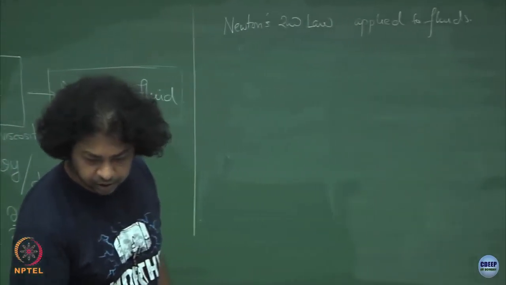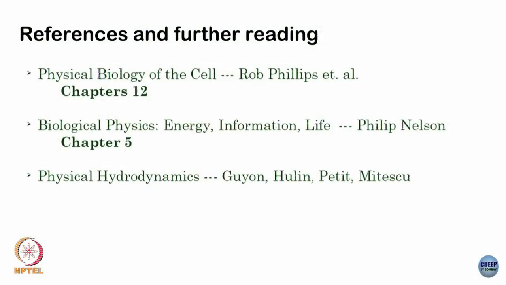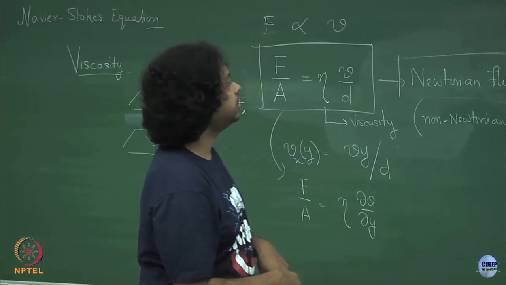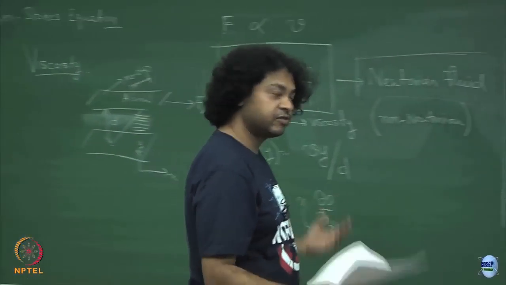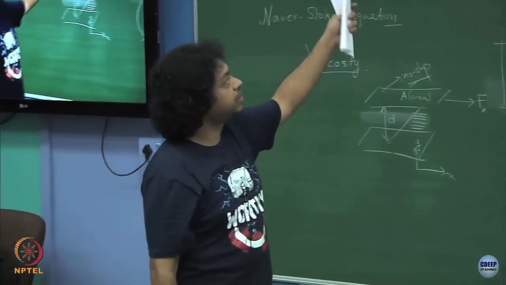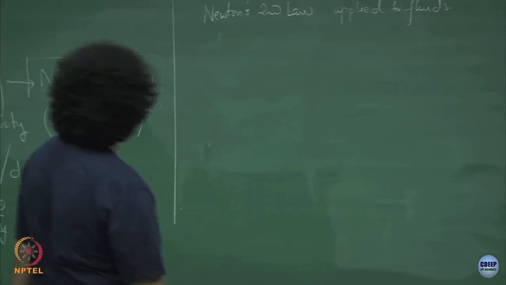If you are interested, I will show a couple of books at the end, or I can show it now. For example, this is a nice book. This third book is a nice book if you are interested in the mathematics or formal description of physical hydrodynamics. The second book, Nelson, has very nice intuitive explanations of different phenomena in highly viscous fluids or in less viscous fluids and so on. So, that is a more intuitive description. This third book is a more mathematical description. All right.